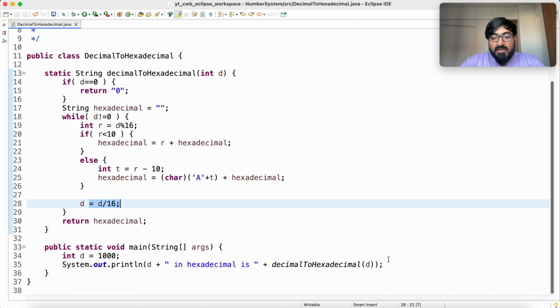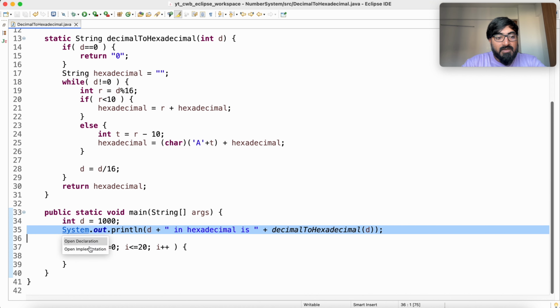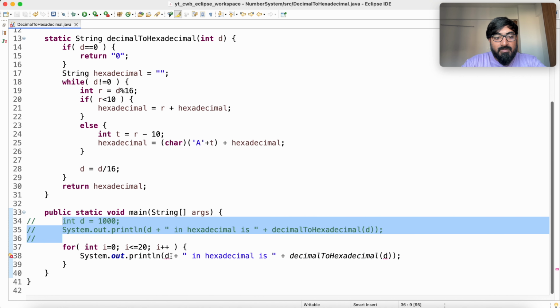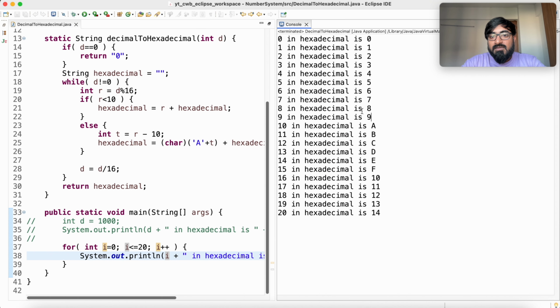Let me just run this for int i equal to 0, i less than or equal to 20. Here is i in hexadecimal. 0 to 9 is the same. For 10 we have a separate symbol, so we go till F. After F, hexadecimal runs out of symbols.